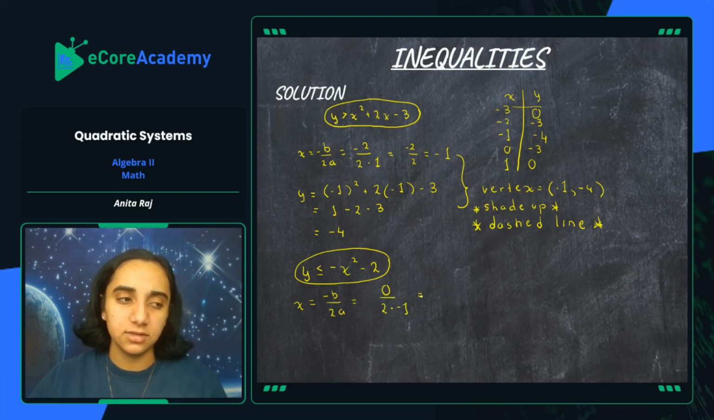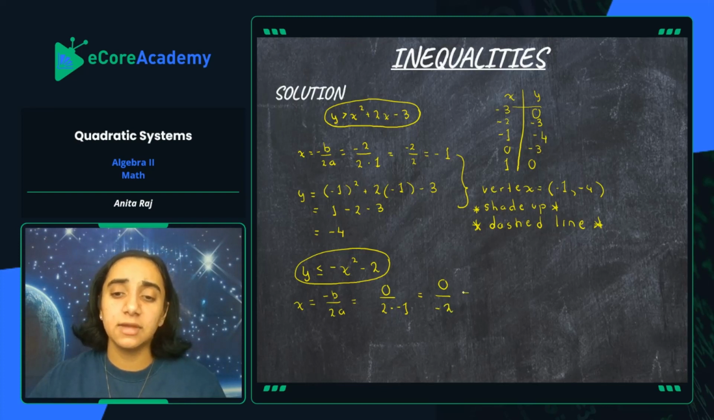So I accidentally wrote negative 1 over here. I'm checking my work. Make sure you have negative 2, but it really doesn't matter because at the end of the day, 0 divided by negative 2 is just going to give you 0.